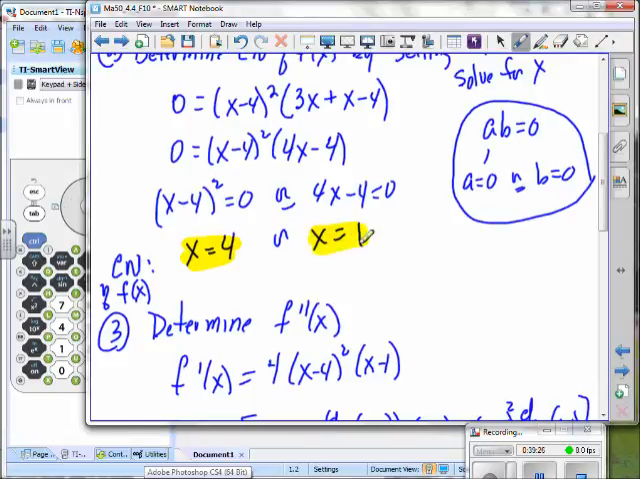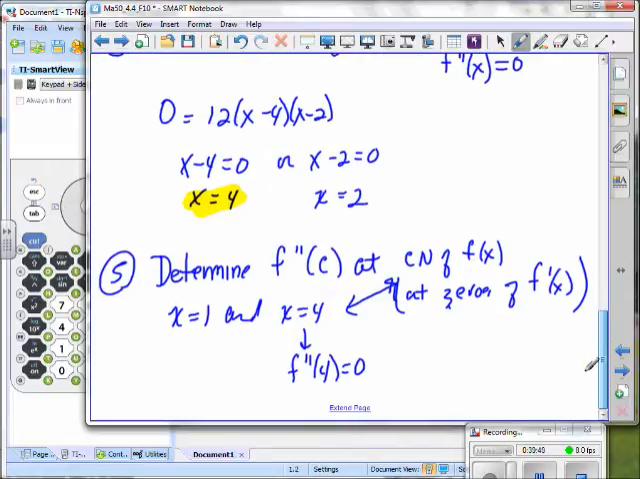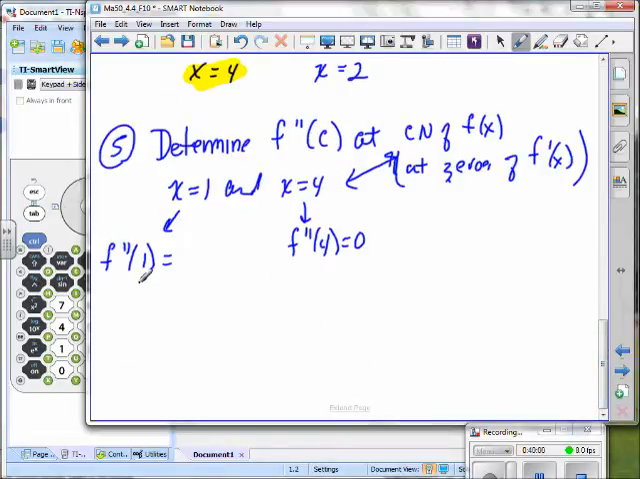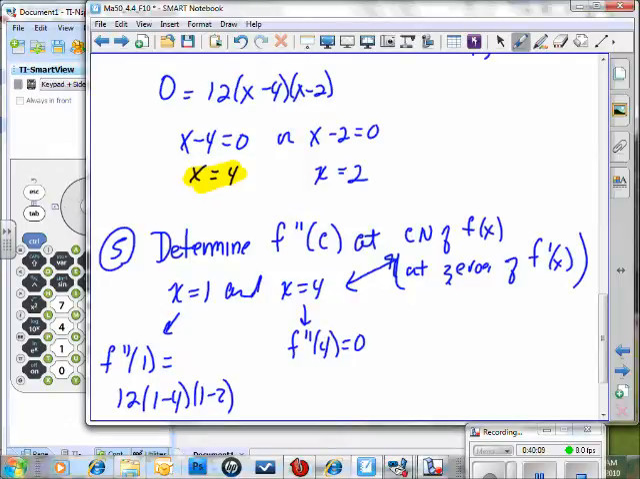I'll highlight this one too. If I take those critical numbers and I put them into the second derivative, we already know that at 4, the second derivative is 0. We just found that, didn't we? It's one of the zeros of it. What happens, though, when I put 1 into the second derivative? Let's see, if I put 1 into the second derivative, I have 12 times 1 minus 4 times 1 minus 2. Do I need the exact value, or what am I going for? Positive or negative? That's all I need to know from this.